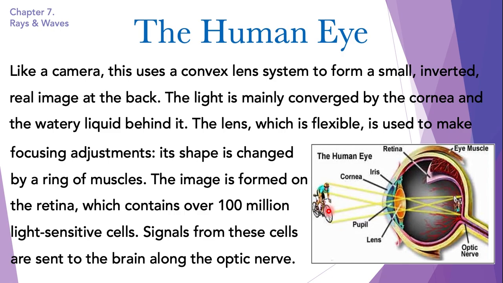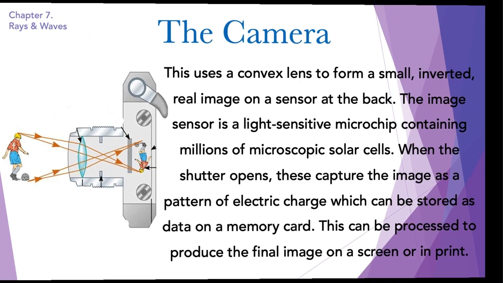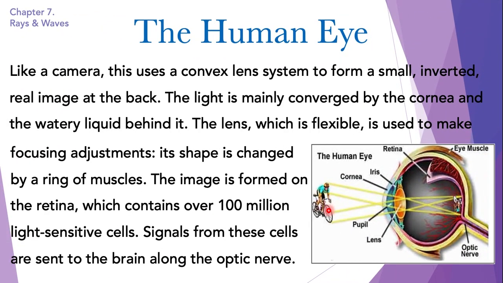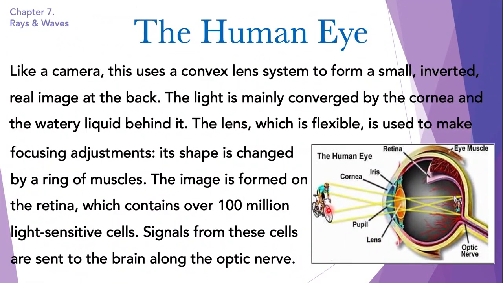Okay, so now that we've understood the two main uses of convex lens, the two examples which use convex lens, the camera and the human eye, we're now going to move ahead onto looking at how we can correct eye defects in vision using these lenses.